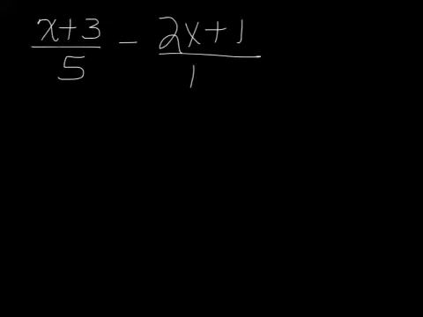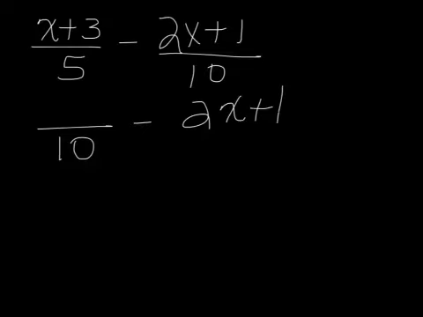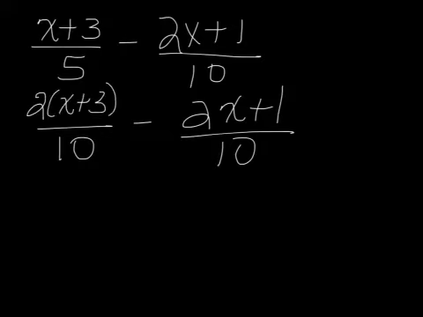Okay, the next problem I want to work is x plus 3 over 5 minus 2x plus 1 over 10. Well, to be able to subtract fractions, we have to have a common denominator. And our common denominator between 5 and 10 is 10. So the one that has the 10 stays as is. The one that has the 5, I have to multiply it times 2, and then use the distributive property, which will give me 2x plus 6.